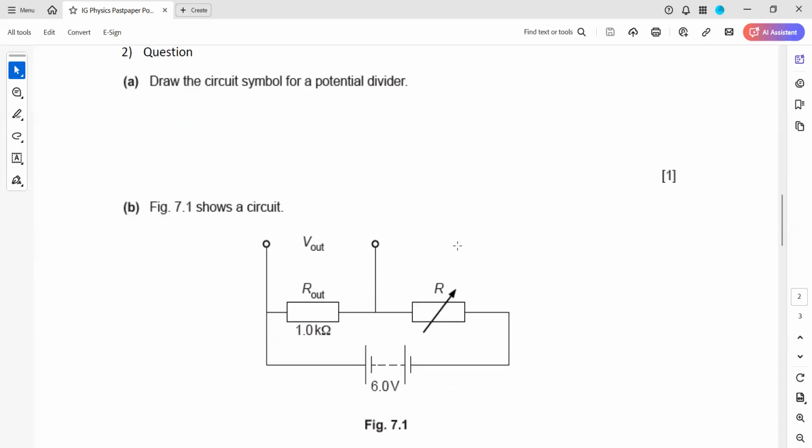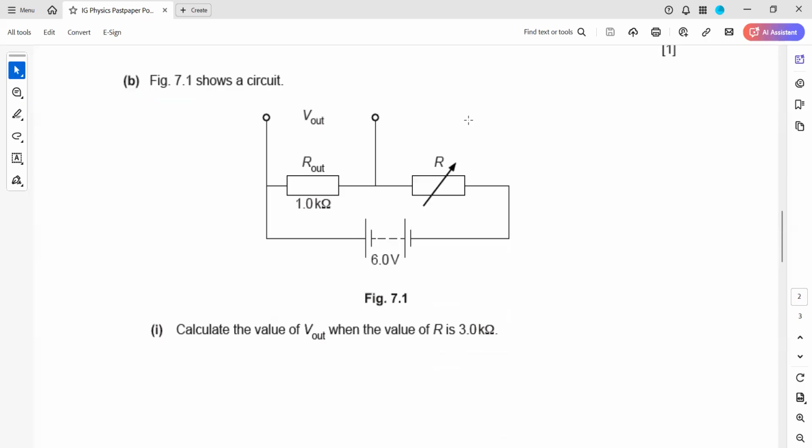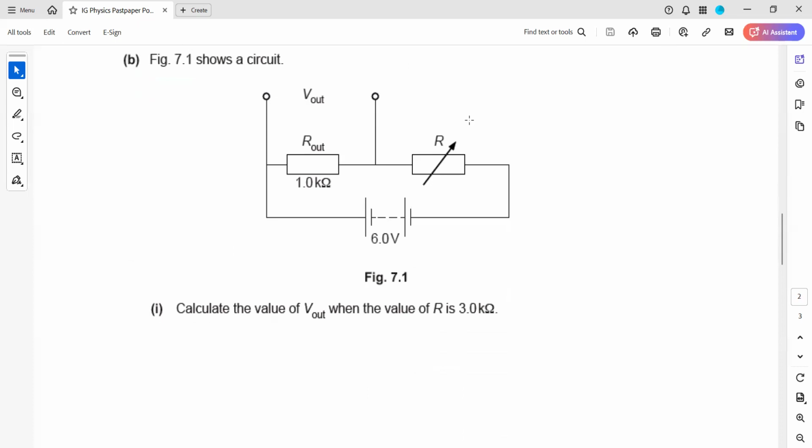That is a thermistor. Figure 7.1. Yes, arrow up or down. No, no, it should be vertical. Yeah, this is okay. This is also correct. Yeah, it's fine. This is also fine.